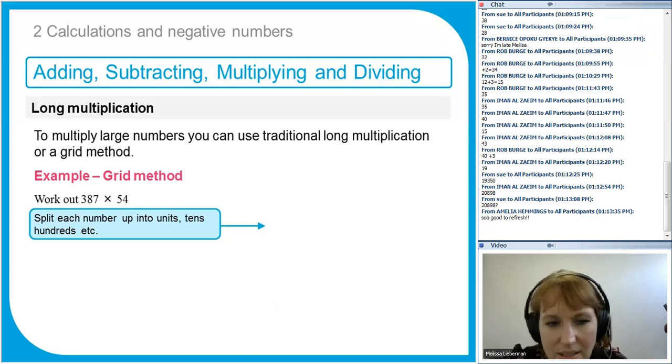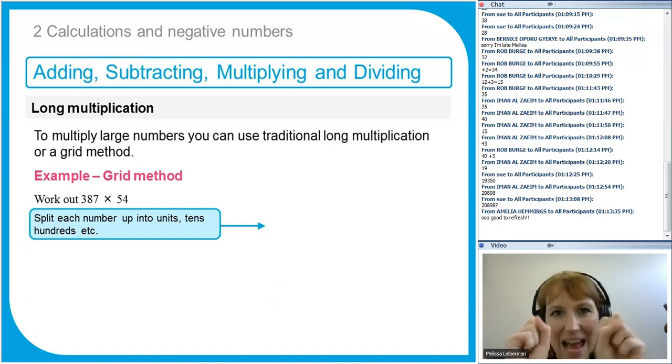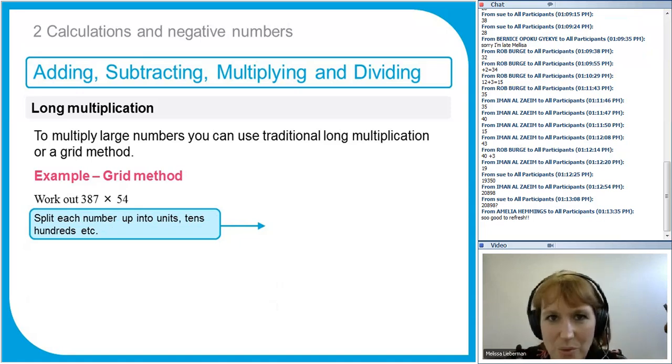I'm now going to show you the grid method. Now, if you went to school a long time ago, you might have never met this, but it's a really nice method. You get the same answer as long multiplication, but it just breaks the numbers up a bit more. So the way this works is we partition these numbers, it's just a way of breaking it up. So remember, 387 means 380 and 7. That's what that means. It's like 3 numbers all scrunched together. And 54 means 50 and 4. So we can write them like that.